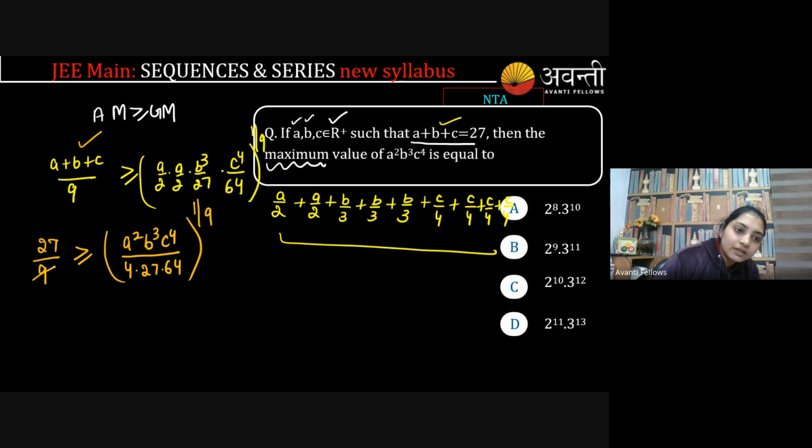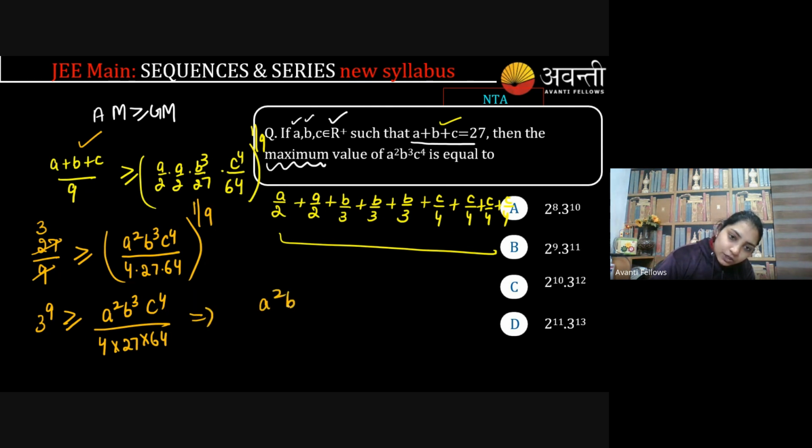So it means 27 divided by 9 is 3. If the power 9 goes to that side, it means 3 raised to power 9 is greater than or equal to A square B cube C4 divided by 4 into 27 into 64. It means A square B cube C4 must be less than or equal to 3 raised to power 9 and 3 is there. It means 3 raised to power 12 into 64.